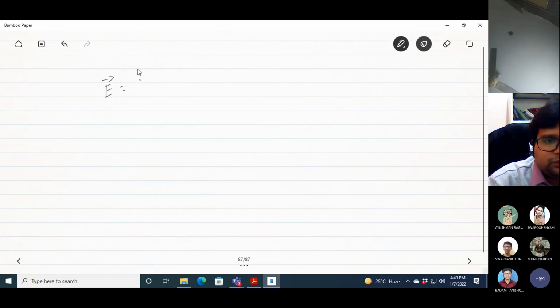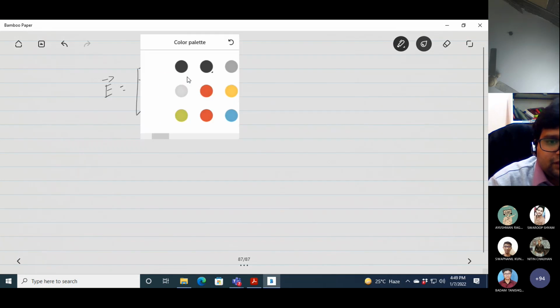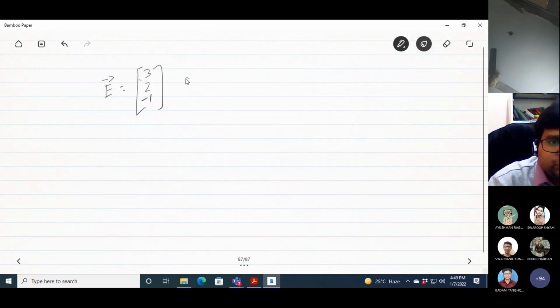Let's write it in matrix form. Let's say it is 3, 2, minus 1. It is the electric field vector, so it is Ex, Ey, and Ez in the Cartesian coordinate system. Now I want to find the value at a point, because the field is a function of space, no? So it is at the point, for example, 1, 1, 1.